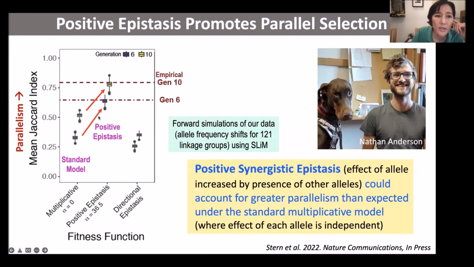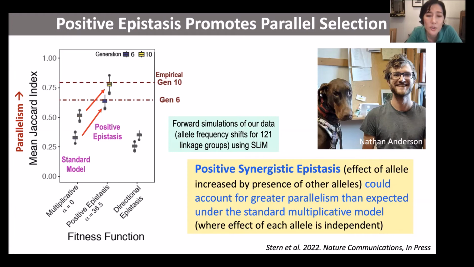So basically, positive synergistic epistasis, where the effect of an allele is increased by the presence of other alleles, was the only model that could account for the greater than expected parallelism that we saw, much greater than expected relative to the standard multiplicative model, where the effect of each allele is independent. And this is our empirical data, our results, the level of parallelism at generation 10, and the level of parallelism at generation 6.